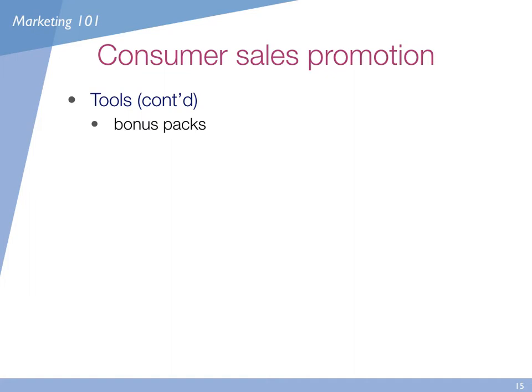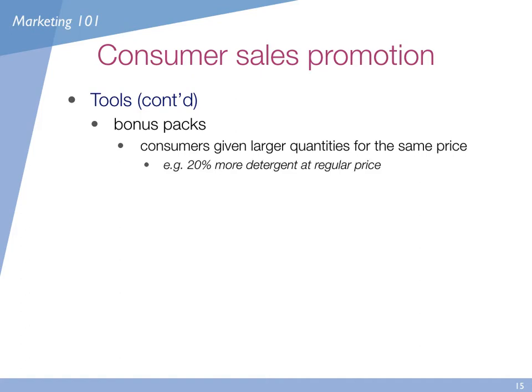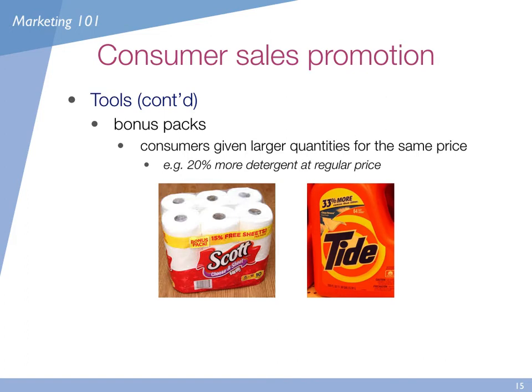Bonus packs are fairly straightforward. It's selling larger quantities to consumers at the same price. So it encourages consumers to buy more. And the fact that they hold larger quantities at home means that they are less likely to defect to the competition. So for example, you might be sold 20% more detergent at regular price. And the examples here are for kitchen towels and for detergent. You often see bonus packs with products like that.